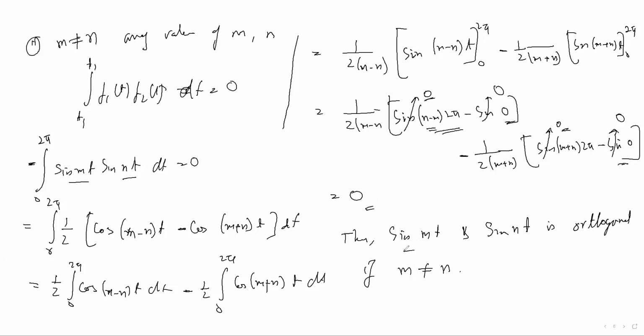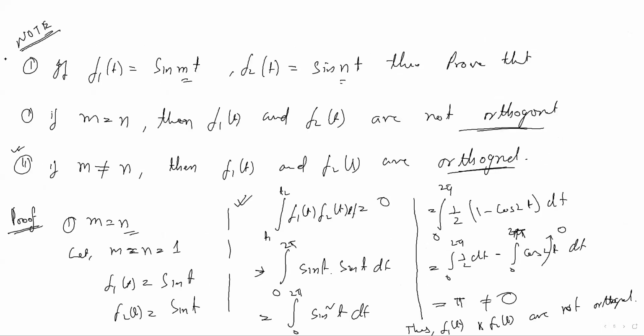That's why we can say sine mt and sine nt are orthogonal if m and n are not equal. If equal, these are not orthogonal. So it is clear. Have you taken the note? Give me the second property. This I have given as a note.